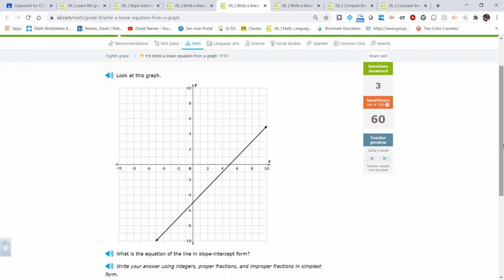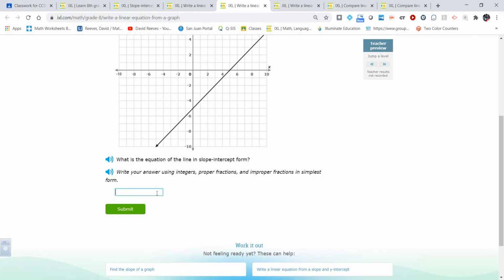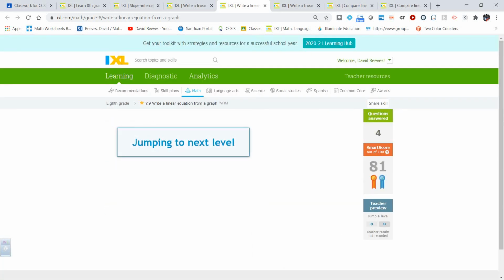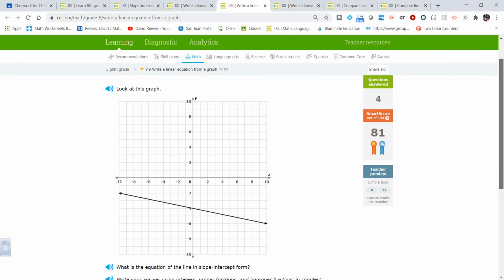What do they got for us at the next level? Okay, so again, it doesn't look much different. In fact, here's our y-intercept of negative 5. Haven't we done this one already? Negative 5, up 1 over 1, up 1 over 1. So this one is simply y equals x minus 5, because the slope is up 1 over 1. Same thing.